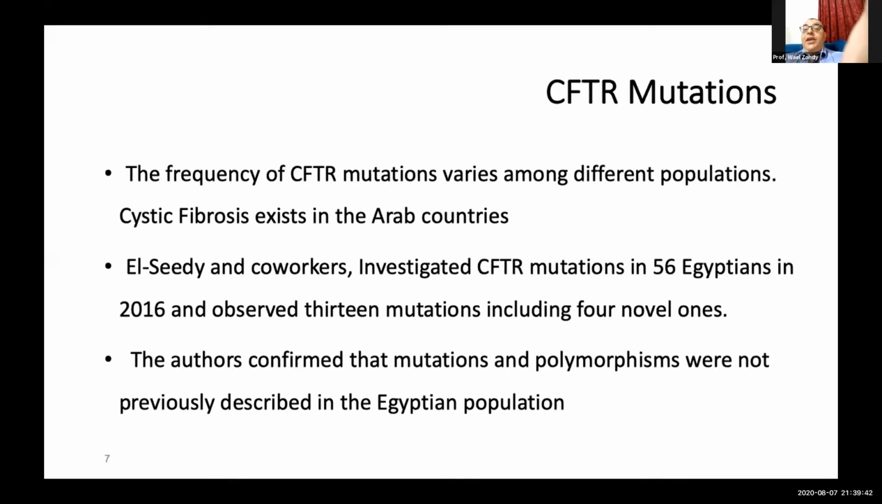So Ladas and co-workers in Egypt conducted an interesting study about CFTR gene mutations in 2016, and they found 13 mutations. Four of them were really novel. The authors confirmed that these mutations and polymorphisms were not previously described in the Egyptian population.